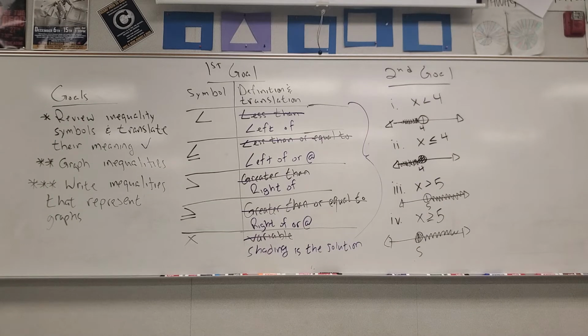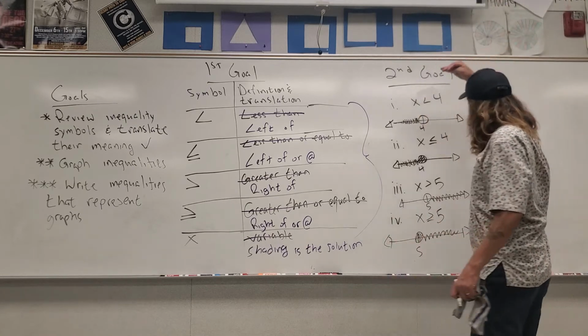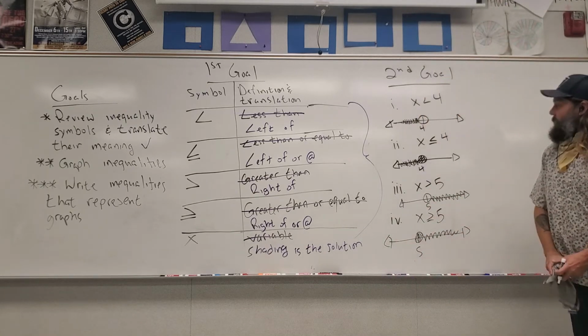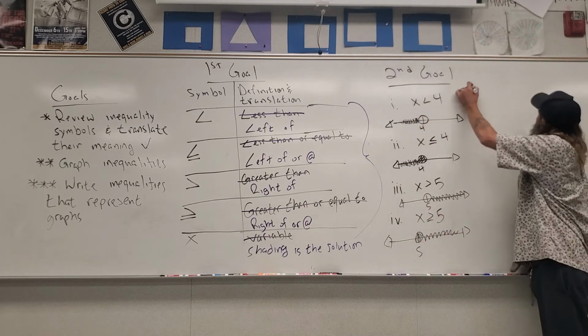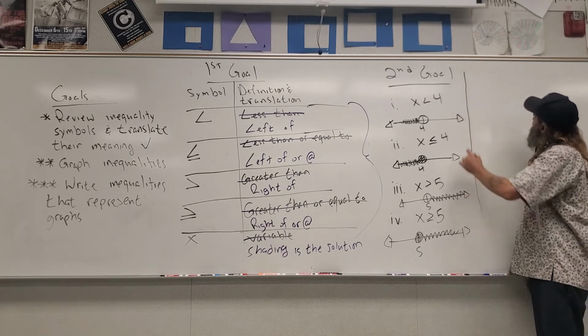Let me look real quick just to see how much space I have on the whiteboard, because I do want to talk about one thing really quick. Okay. So we know how to graph when we start with the shading. What happens if I ask you to graph something that looks like this?